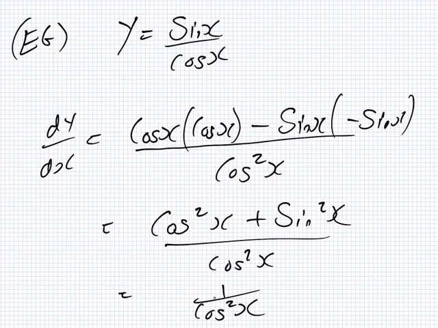Again, more evidence that the rule works. I've seen this one in the exam. It was like a question that said, prove derivative of tan x is 1 over cos squared x. So, you know, this is the proof.